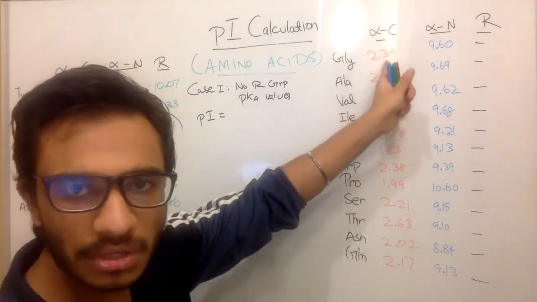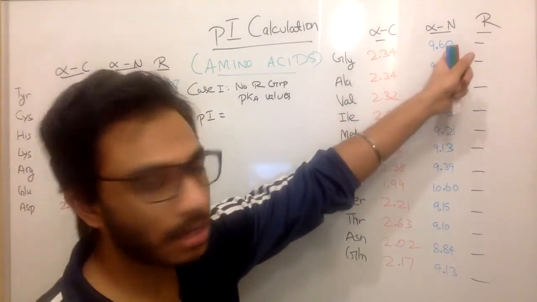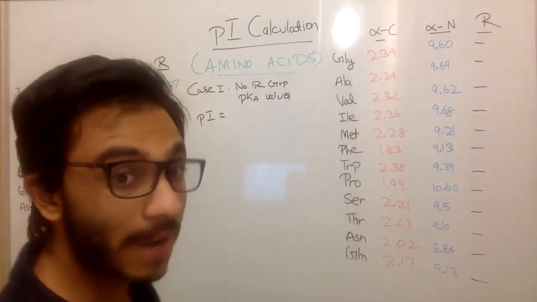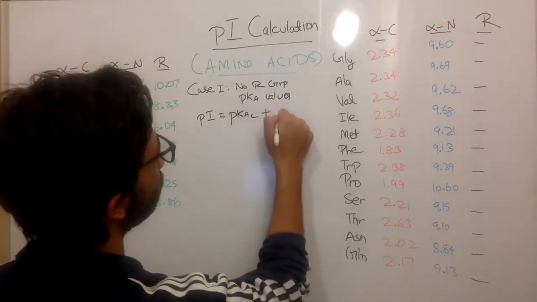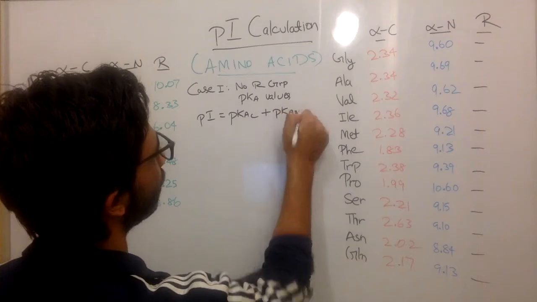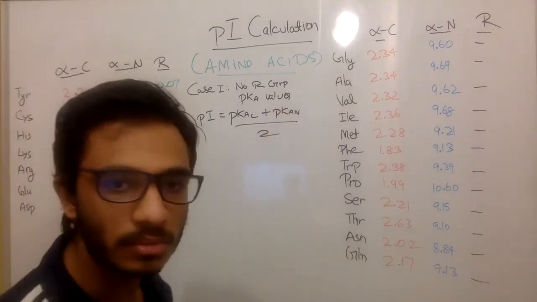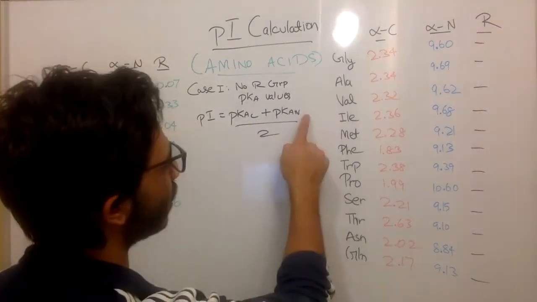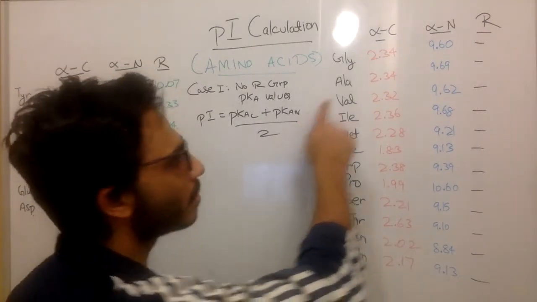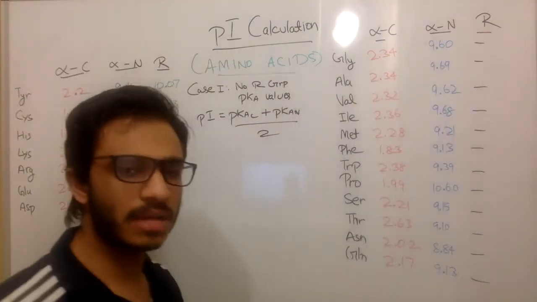I'll take the carboxy group pKa and the amino group pKa and divide them by 2. So C stands for the pKa for the carboxy group and N stands for the pKa of the alpha amino group. So that's all you need to do.